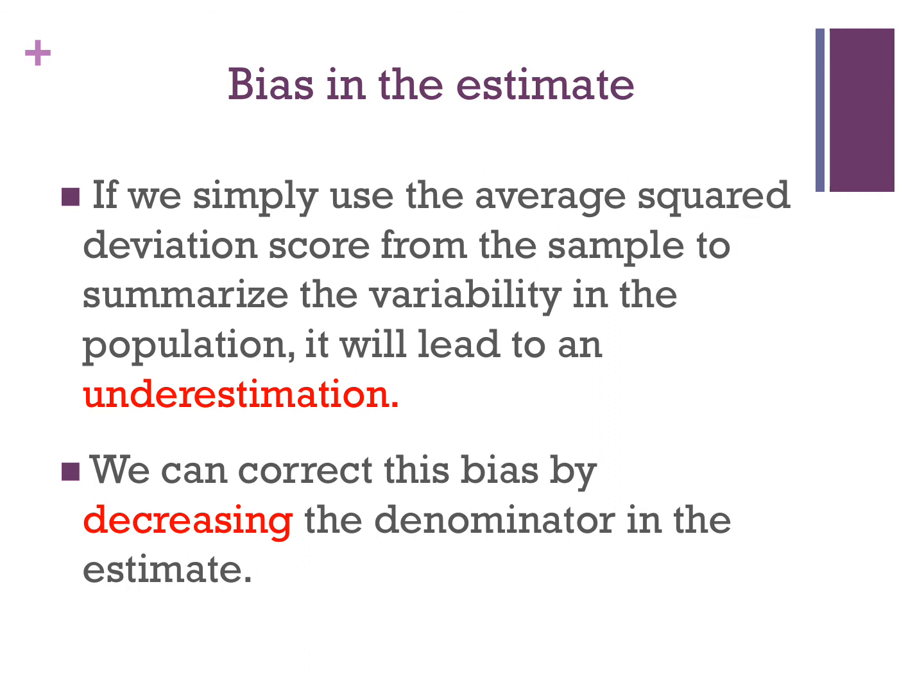We can correct this bias by decreasing the denominator in the estimate. So the next step requires us to decrease the denominator, or lower part of the fraction, by 1 point. By decreasing the denominator by just 1 point, we can correct the bias. This makes the sample value for the deviation just a little bigger, and this correction leads to a statistic called the variance, and we'll see this on the next slide.